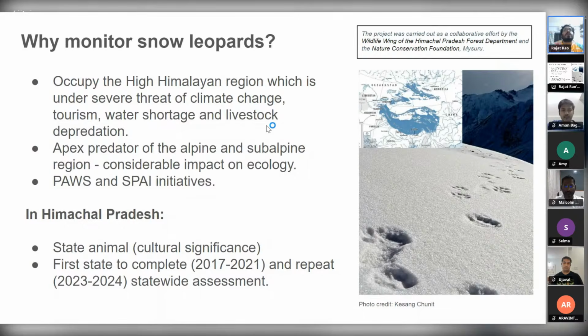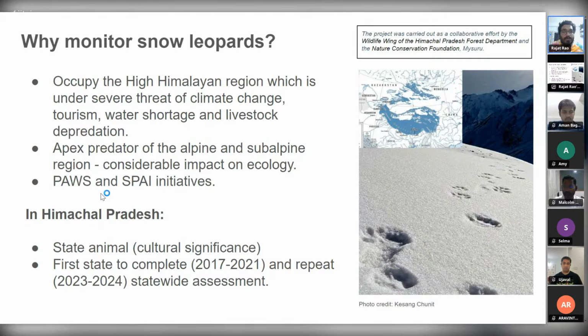Now, we know that these regions have a very severe threat of climate change and tourism, and there's also livestock depredation, due to which retaliatory killing of these snow leopards happens by the locals. And the fact that snow leopards are apex predators in this region implies that they have a considerable impact on ecology.